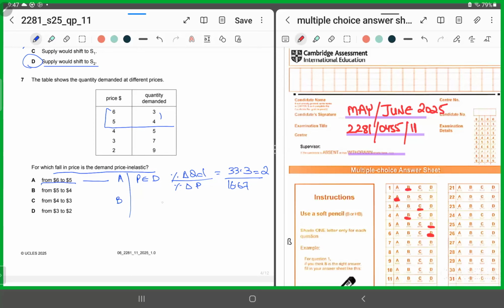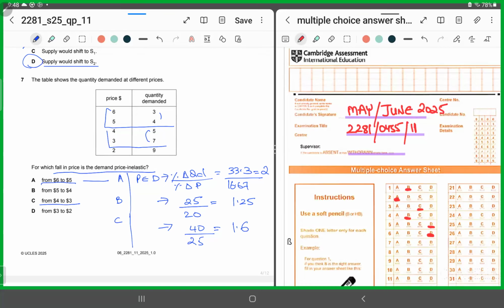Similarly, when you calculate for B, in the numerator, you would be getting a 25 for the percentage change in quantity demanded. For percentage change in price, you will be getting a 20. And when you calculate it, the PED value you would be getting would be a 1.25. For C, when they are talking about from 4 to 3, you subtract 7 from 9, you'll get 2. So 2 upon 5 into 100, the numerator value should be 40. And the denominator should be 3 minus 4 upon 4 into 100, so the denominator you would be getting would be a 25. So once you divide the percentage change in quantity demanded by the percentage change in price, the PED value you would be getting would be a 1.6.